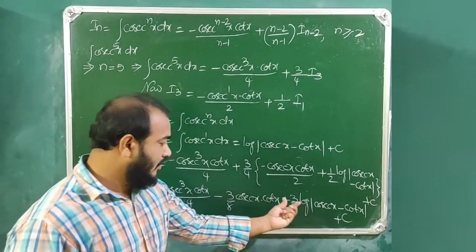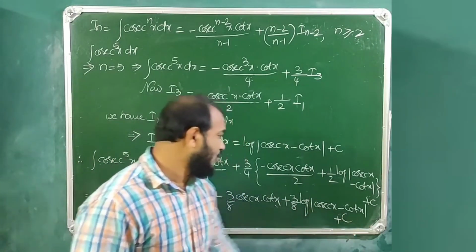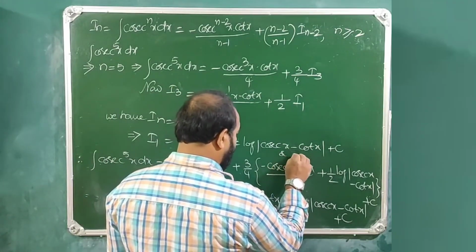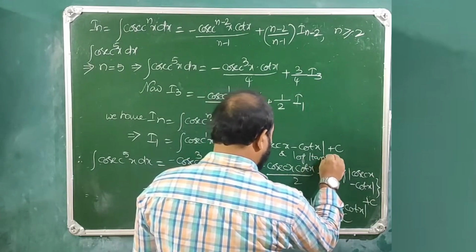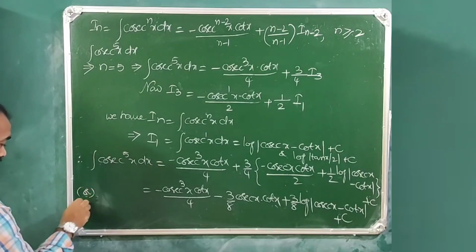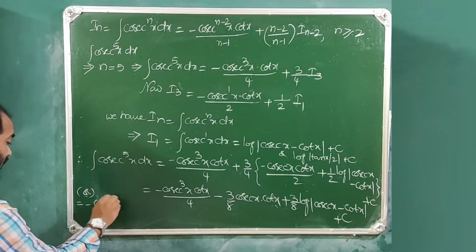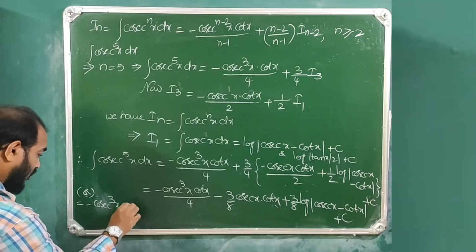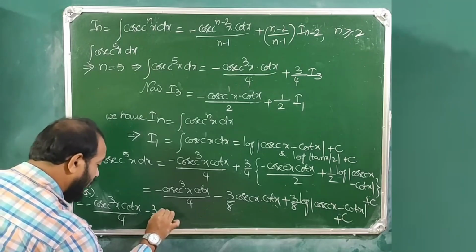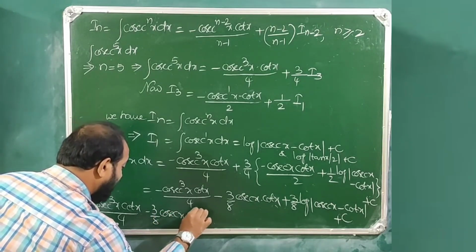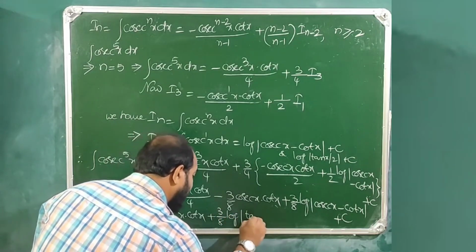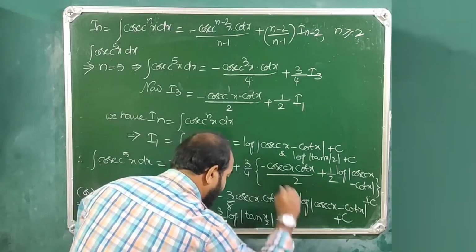Or we may also write log mod tan x by 2. Integral cosecant x dx has another formula, log modulus of tan x by 2 plus c. Therefore, this is equal to minus cosecant cube x into cot x by 4 minus 3 by 8 cosecant x into cot x plus 3 by 8 log modulus of tan x by 2 plus constant of integration c.